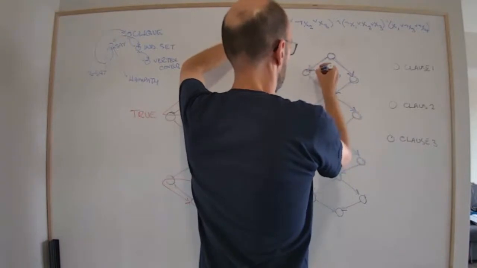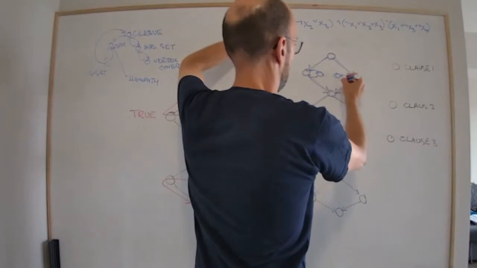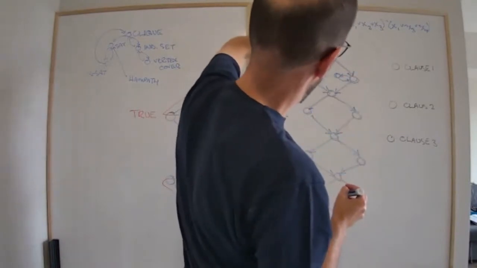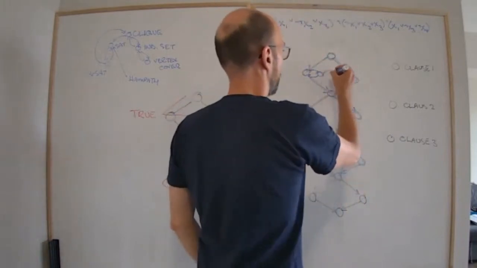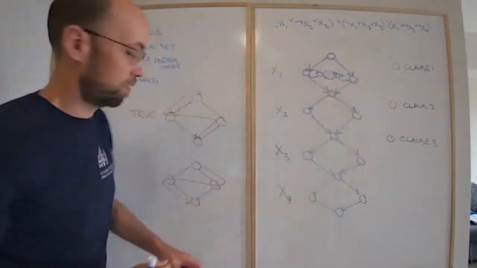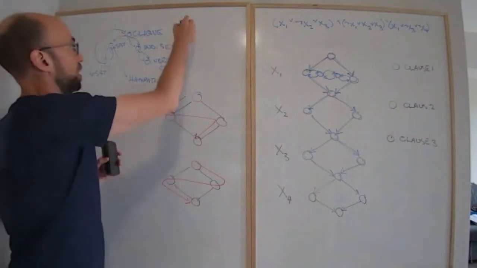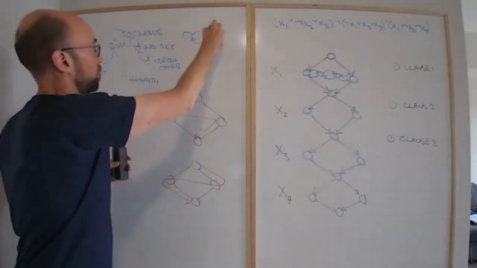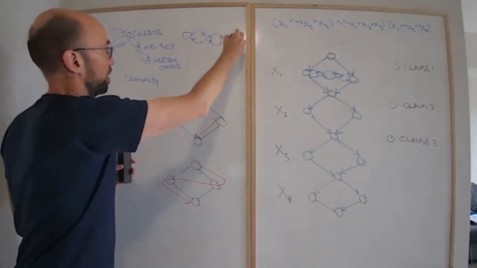So you can go from this vertex to this vertex, from this vertex to this vertex. You can go also like this. So it's just a chain of vertices that look like this, where you can go from one to the next or backwards. So it's like a doubly linked list.